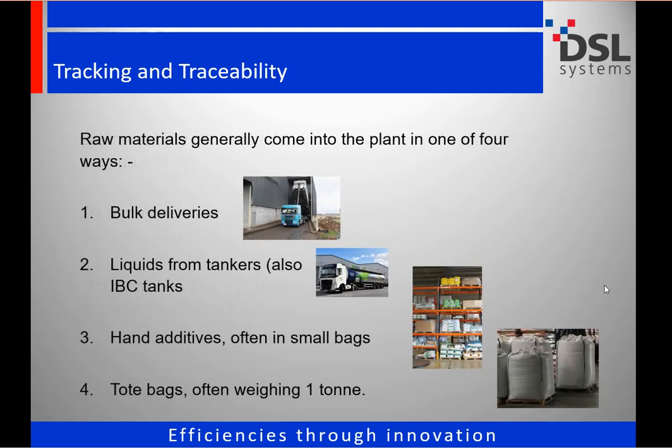Raw materials generally come into the plant in one of four ways. Bulk deliveries, a full load often in around 27 tons. Liquids in tankers and also smaller 1-ton IBCs. Hand additives, often in small bags, and tote bags, often about a ton.